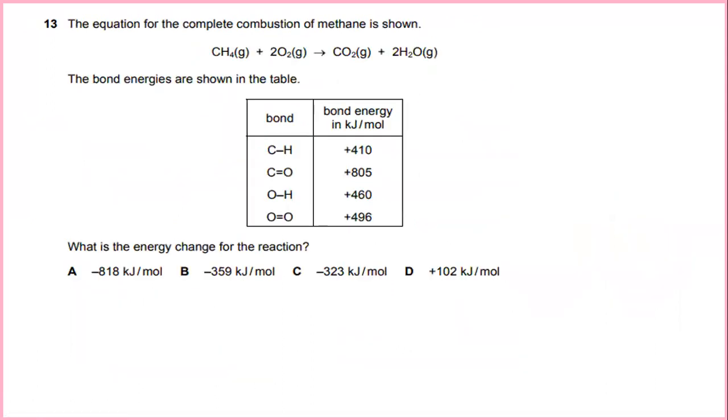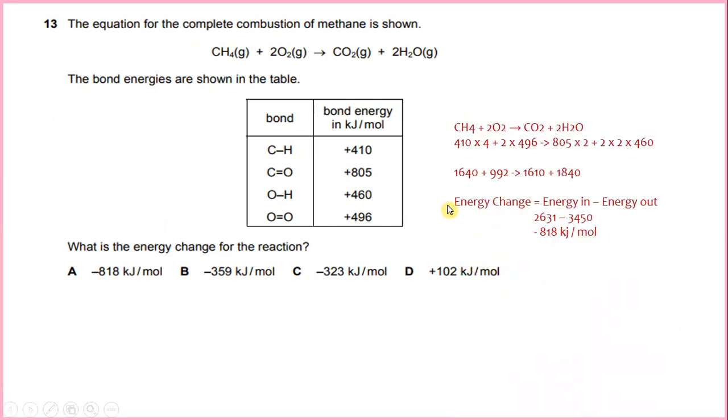The equation for the combustion of methane is shown, and the bond energies are shown in the table. What is the energy change for the reaction? From this equation, you have to put in the values and map the values from the table. Energy in is about 2,631, minus energy out, which is 3,450, and then you get the value of negative 818 kilojoules per mole. The answer will be A.